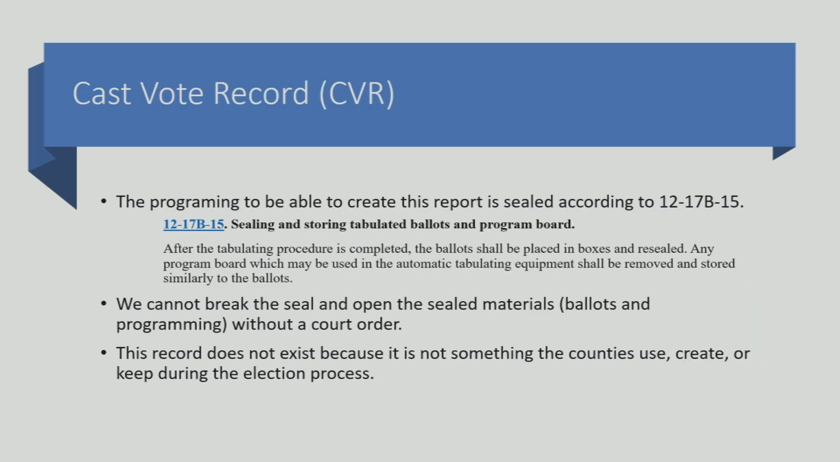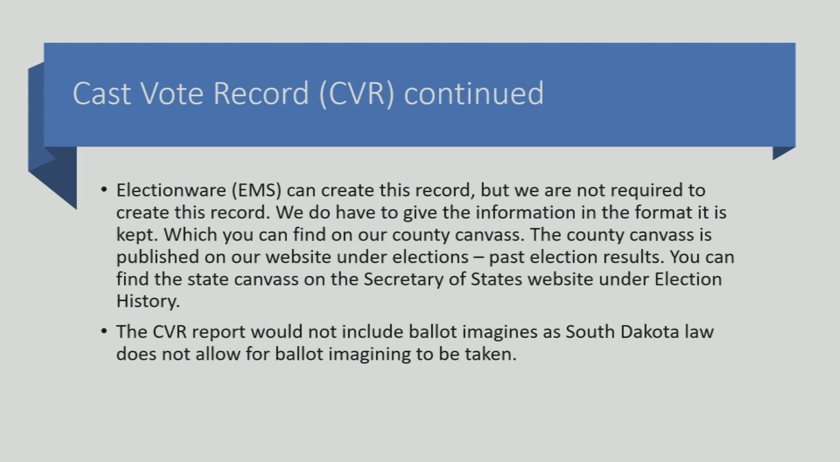So the big one, the cast vote record. Currently, we do not print off a cast vote record. We have not done it. At this point, it is on a flash drive that is sealed with our ballots per 12-17B-15. Those are only opened if we are court ordered to open them. The Electionware EMS can create this record, but we are not required to create the record.